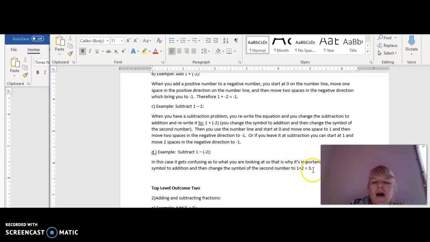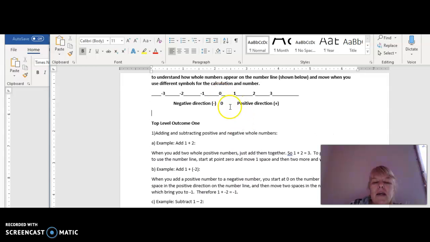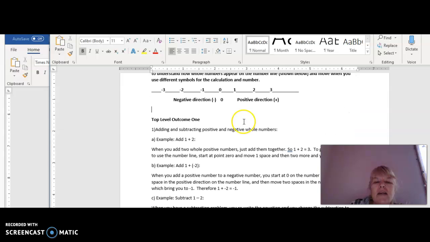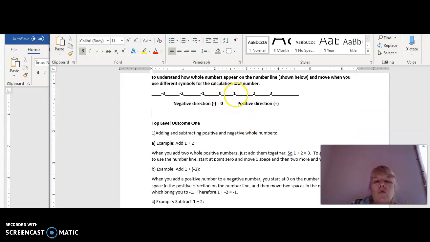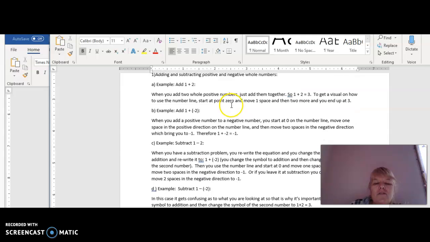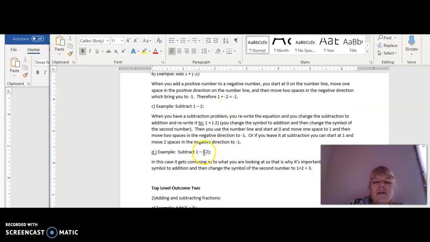This gives us +3 for an answer, and I will show you how that works. We're going to start at 0, and it says 1 minus -2. So we start at 0, I'm going to say 1, and then minus -2, we have to change this to addition. So it's going to say 1 plus, and when we do that, we change the negative to the opposite symbol, a positive. So it's transferred to 1 plus 2 equals 3.